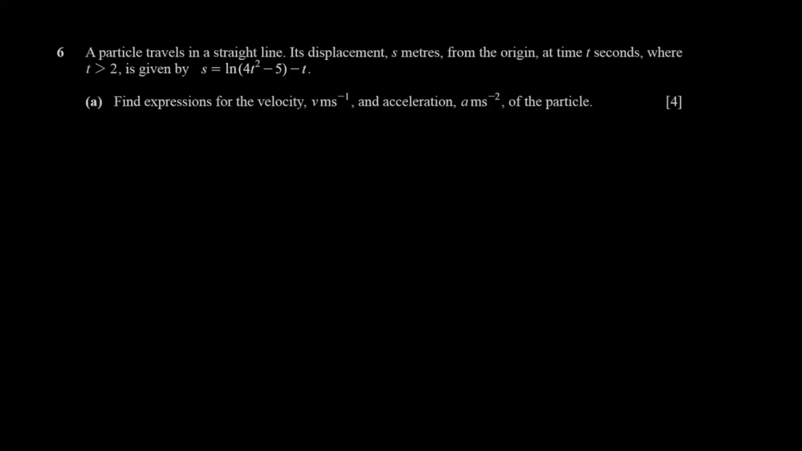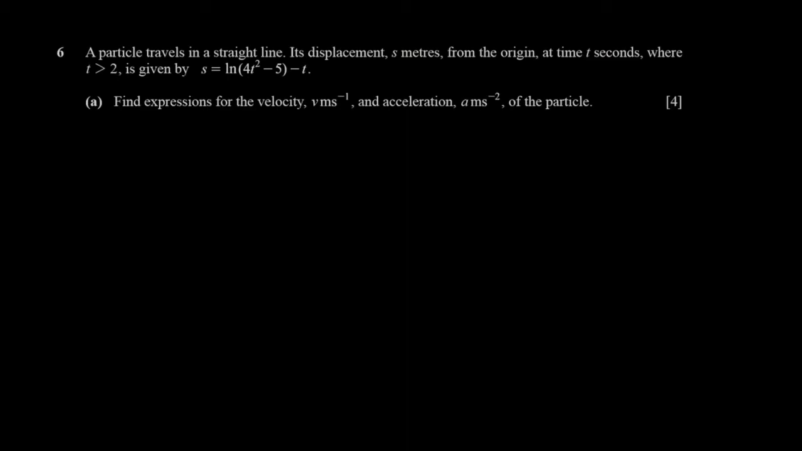All right, here we are in question 6. We have a particle that travels in a straight line. Its displacement, s meters from the origin at time t seconds, where t is greater than 2, is given by ln(4t² − 5) − t. We want to find expressions for the velocity and the acceleration of the particle.